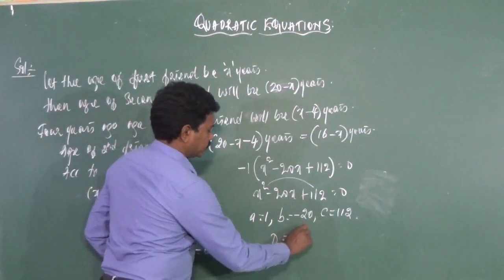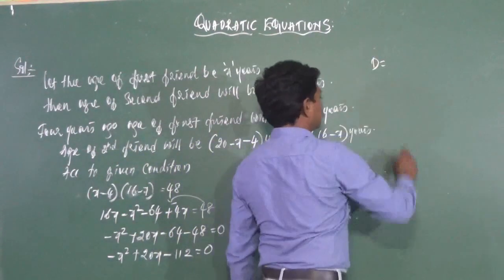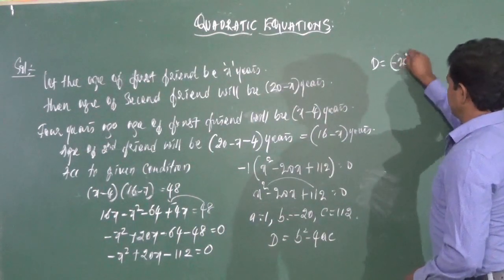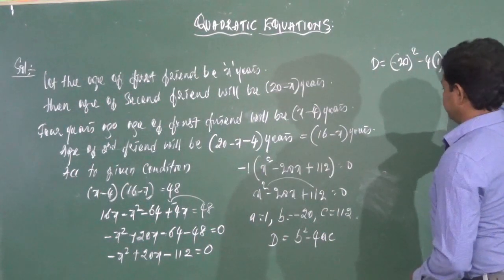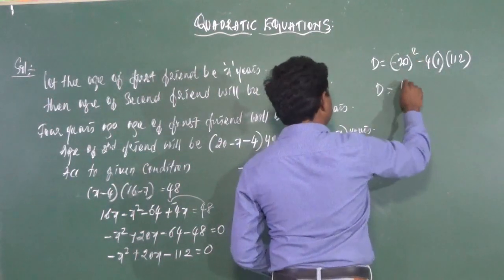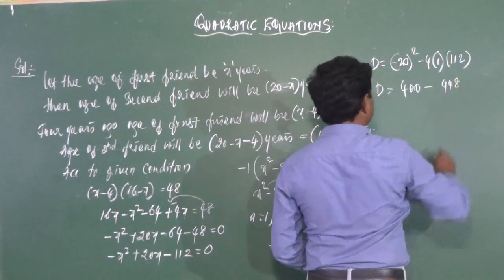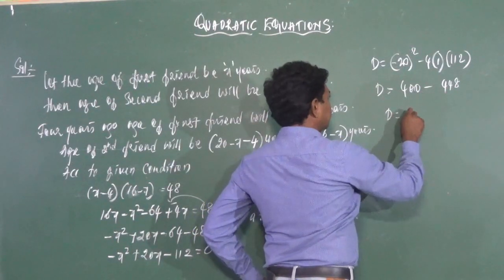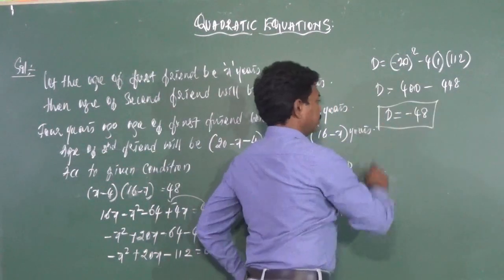So let us take the discriminant. D is equal to B square minus 4AC. What is the value of B? Minus 20. So D is equal to minus 20 whole square minus 4 into A, which is 1, into C, that is 112. So D is equal to 20 whole square, which is 400, minus 4 into 112, which is 448. So D is equal to 400 minus 448, which is minus 48.